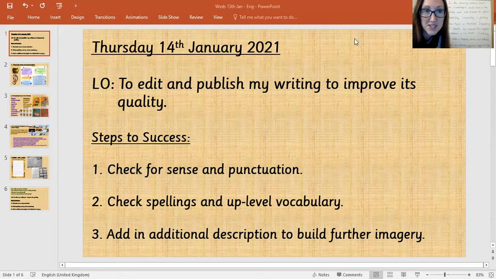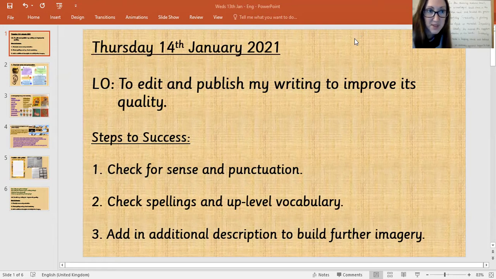So 3 steps for today's session then. Firstly, we're going to be checking for sense and punctuation. So we make sure that we haven't forgotten any commas or full stops and that we've used the right punctuation in the right places so that our sentences make sense. Step number 2, we're then going to check spellings and up level our vocabulary. And thirdly, we are going to add in any additional description to build further imagery. So we're going to add in some ideas that we think might be missing.